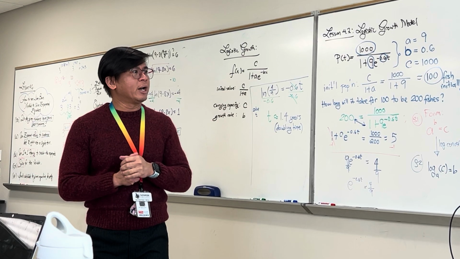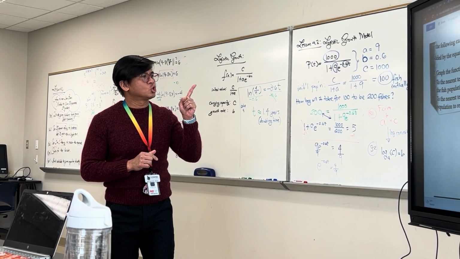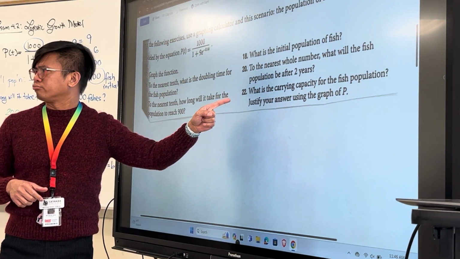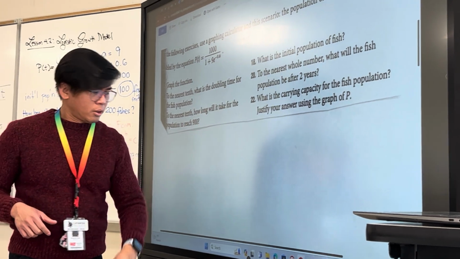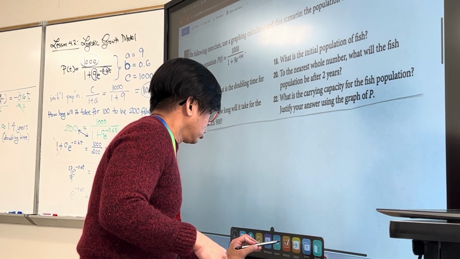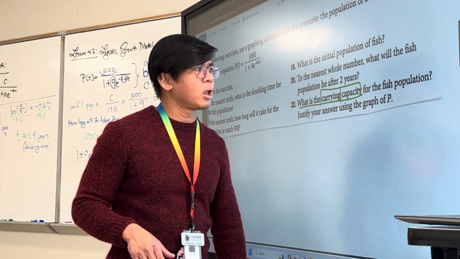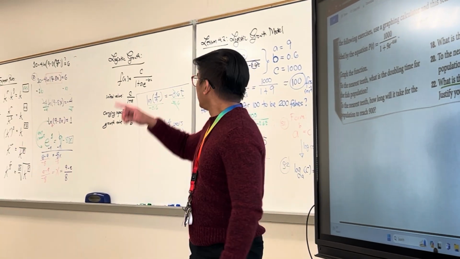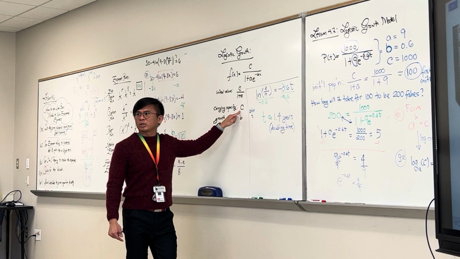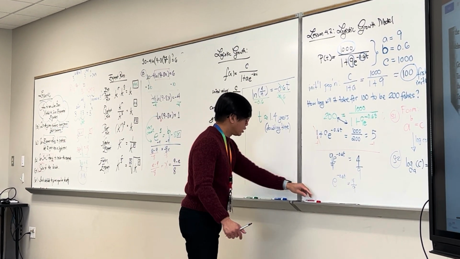Okay, let's do this one. Number 22, right? Let's read number 22. What did it say in here? What is the carrying capacity of the fish population? Thank you, right? So we got that word. Carrying capacity, right? Okay. Again, what did we say a while ago? To get the carrying capacity, just look at what? C, right?